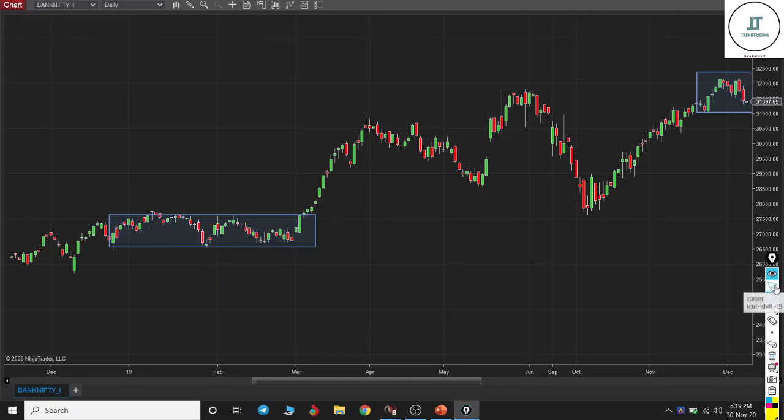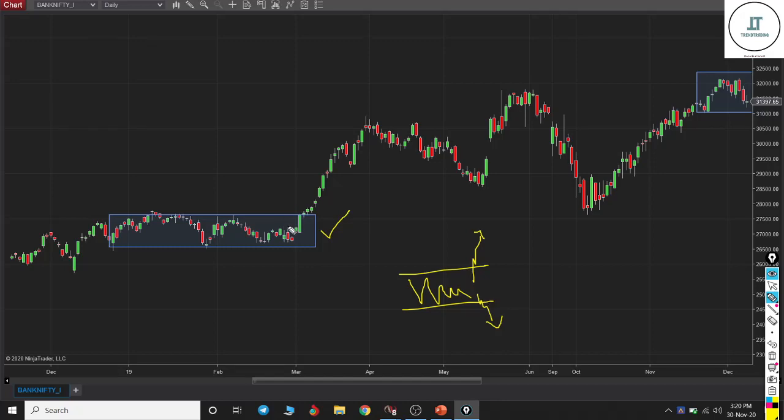Let me scroll down and show you. This phase almost started on 26th December and the breakout came on 5th March. So almost 2.5 months had been crossed before making a breakout. So this balance is valid. Now we need to look at which direction the price is breaking out, either towards upside or by breaking the lower band of the balance zone.